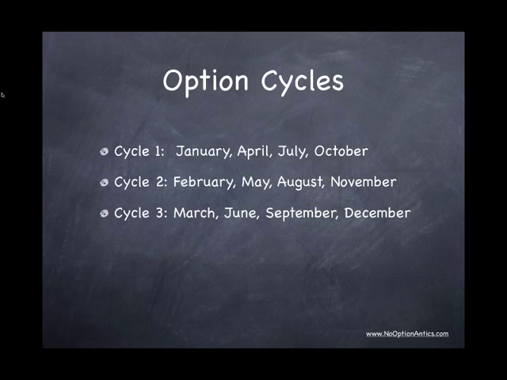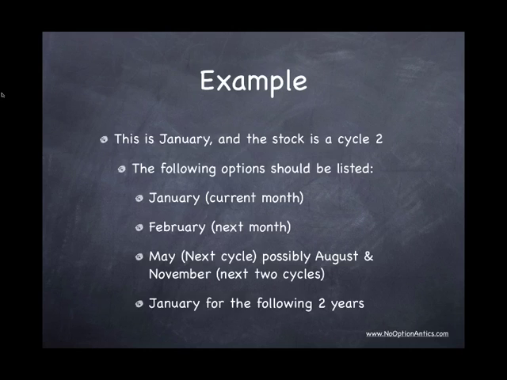So when you're looking at the options, remember that the options listed are the front month, the very next month, and then the cycles, and then the LEAPs. So let's take a look at an example. Let's say that right now it's January, and the stock is a cycle 2. These are the options that will be listed for a cycle 2 stock starting in January. You'll always have the current month, which is the January options in this case. You'll always have the next month, which are the February options.